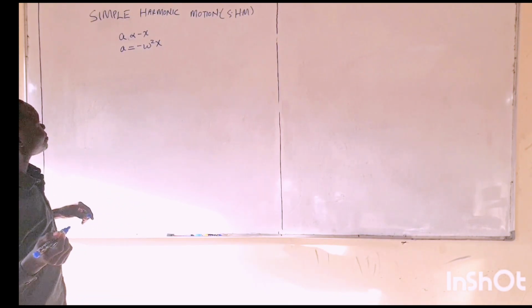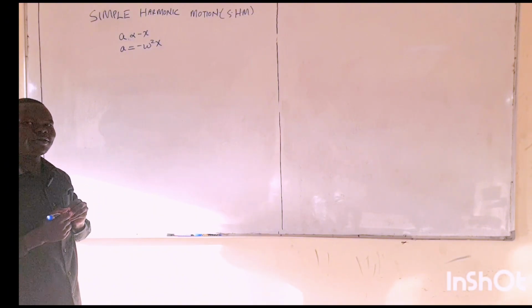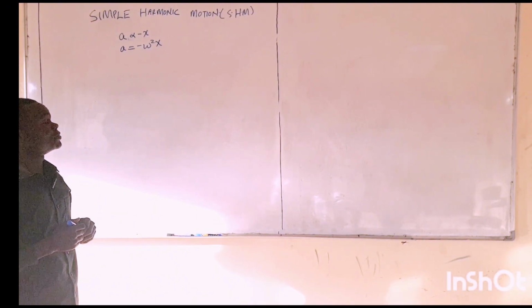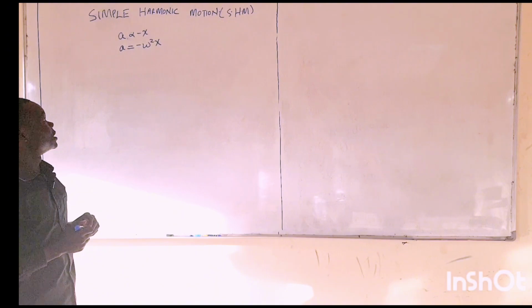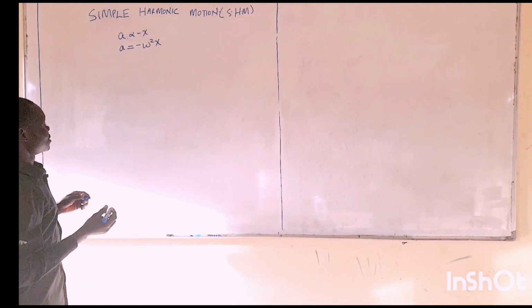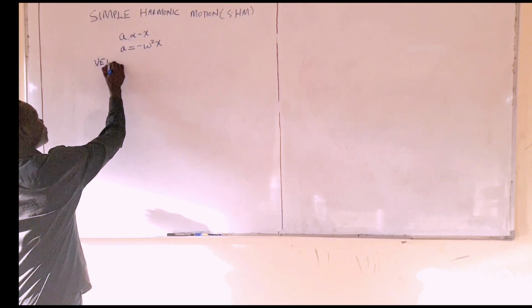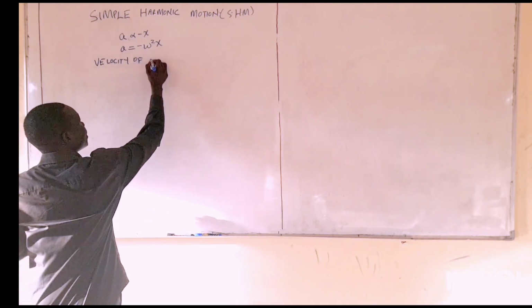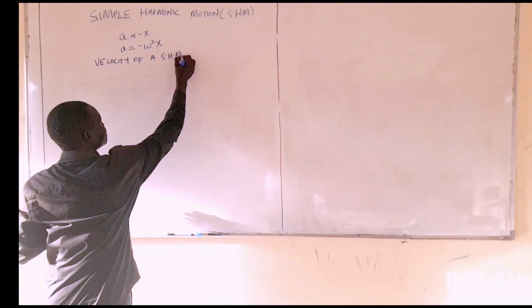Now from here, this mu is what we call the angular velocity of a simple harmonic motion, and we can define it as the rate of change of angular displacement with time. Now from here, let us look into what we call the velocity of a simple harmonic motion.